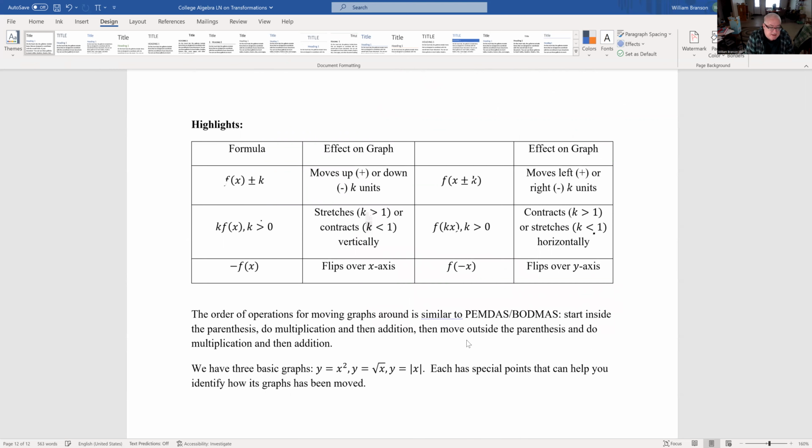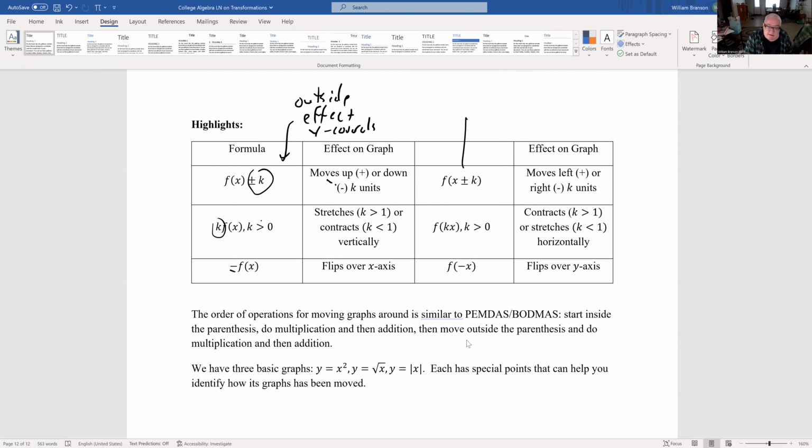So, highlights. These are all outside. And they affect the y coordinates. Right? So adding plus or minus k moves it up or down. That changes the y coordinate. Multiplying by k outside stretches it vertically. And multiplying by minus 1 changes the sign on all the y coordinates, so it flips it over the x-axis.